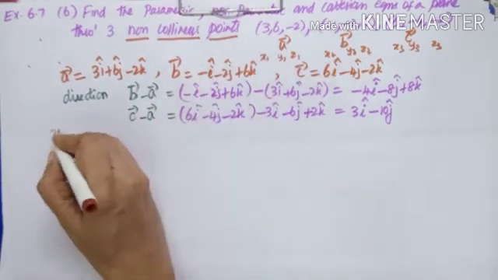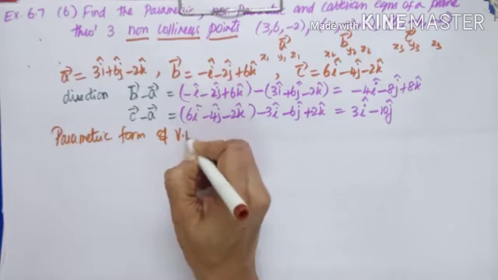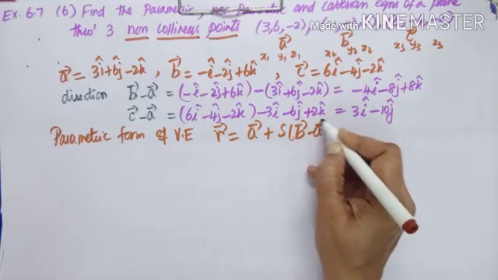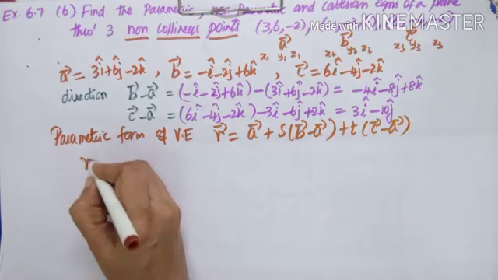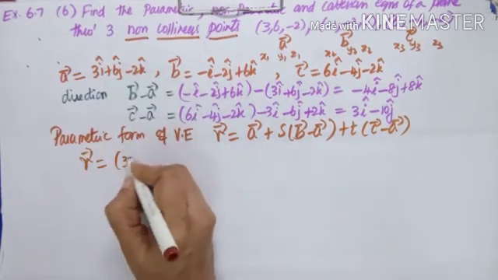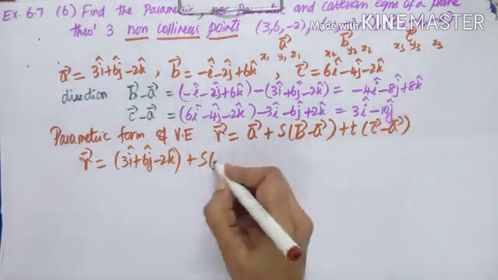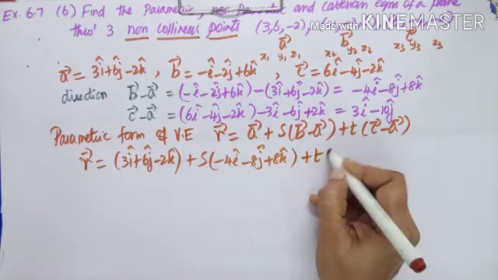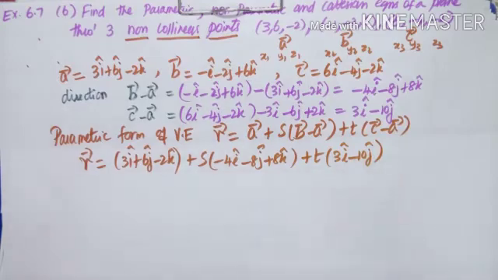Having known A, B minus A and C minus A, what is the vector equations? Parametric, non-parametric. First let me write the parametric form of vector equation. R vector equals A plus S into B minus A plus T into C minus A. R vector equals A vector 3i plus 6j minus 2k plus S into B minus A, minus 4i minus 8j plus 8k, plus T into 3i minus 10j. So this is the parametric form of vector equation.